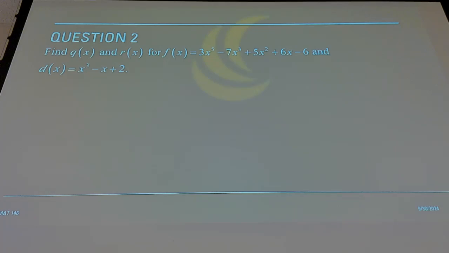Would we be able to use synthetic here? Most certainly not. This is cubic, not linear. So right off the bat, it's a no. That means we have no choice. We have to use long division.